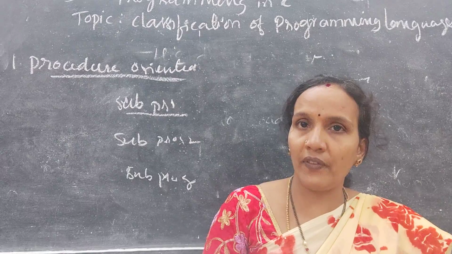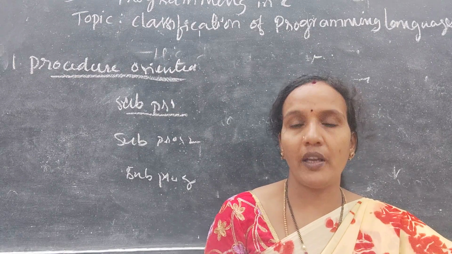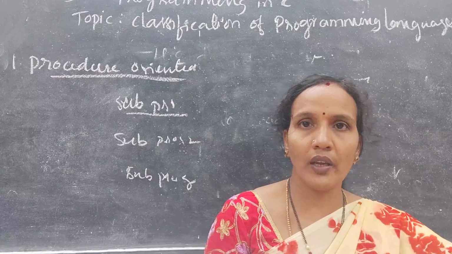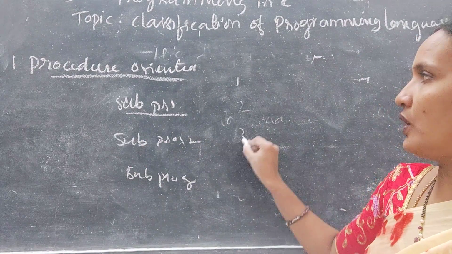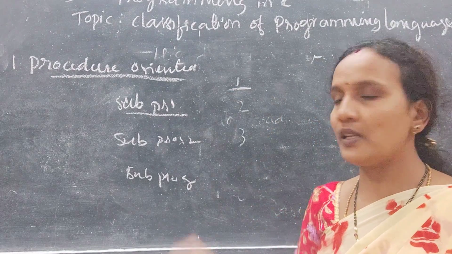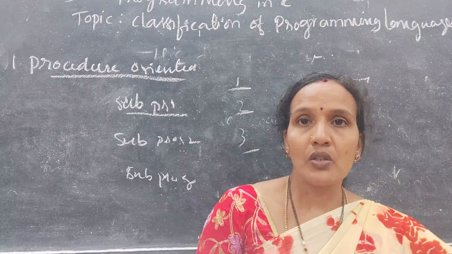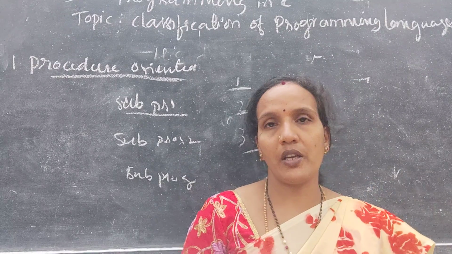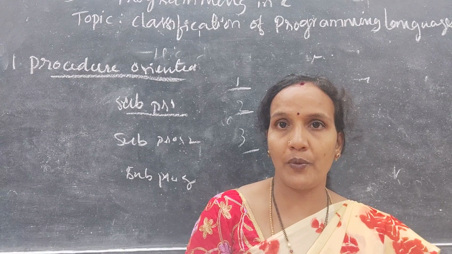And each and every part is executed in sequence, in one order. In this example, we are following this order: 1, 2, 3. It is a condition that the first subprogram should be executed first, then the second, then the third. Clear? In the given order only the program should be executed. It will help the programmer to structure the program.